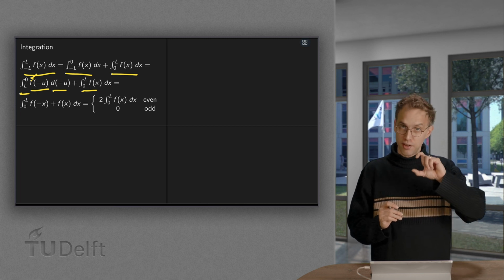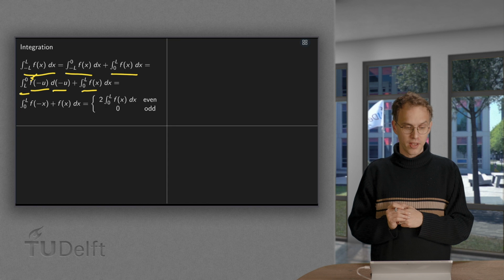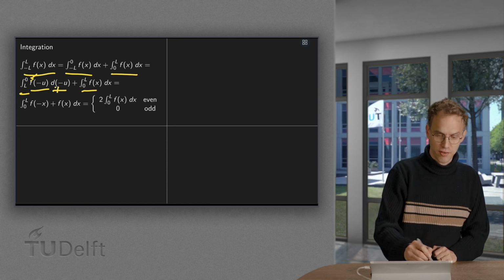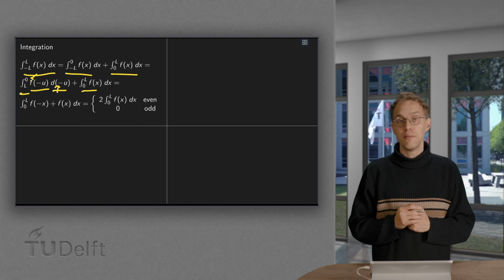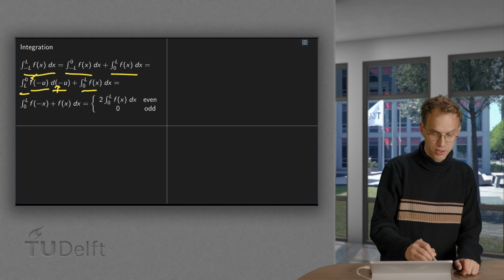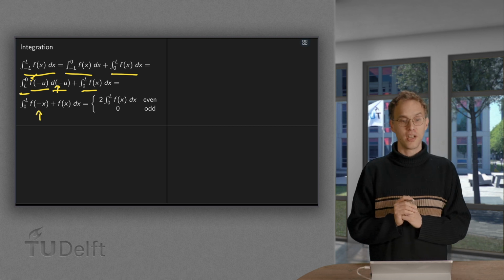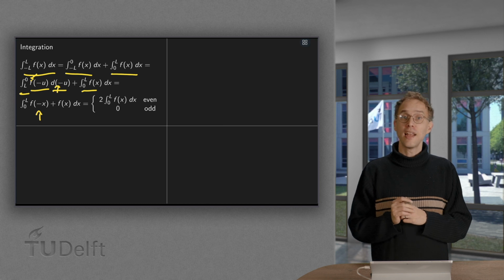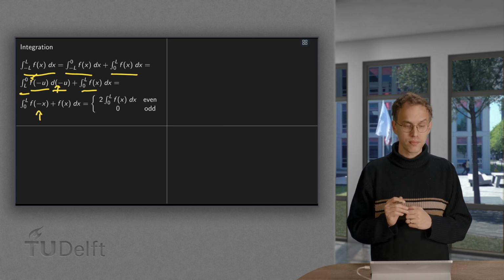And we then flip the integration order in the first integral, which costs us this sign over here. And then rename the integration variable u to x. And we get an integral from 0 to L of f of minus x plus f of x, which we left as it was. And then we notice something useful.